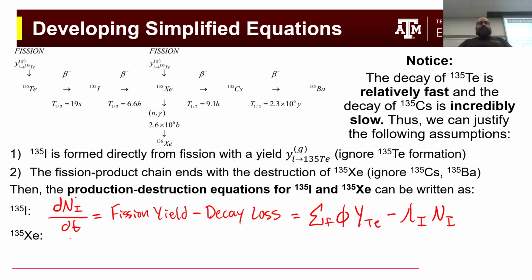And we can do something very similar for xenon. It's just that there's going to be more terms because xenon gets produced in multiple ways and it gets lost in multiple ways. So we can say the change in the amount of xenon with respect to time is equal to... And it gets produced in two ways. It gets produced directly as a fission product, so we can say it has a gain term due to a fission yield. It also gets gained because of the decay of iodine 135. So it has a fission yield and a decay gain.